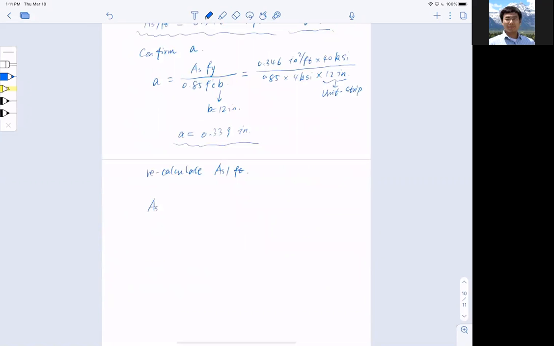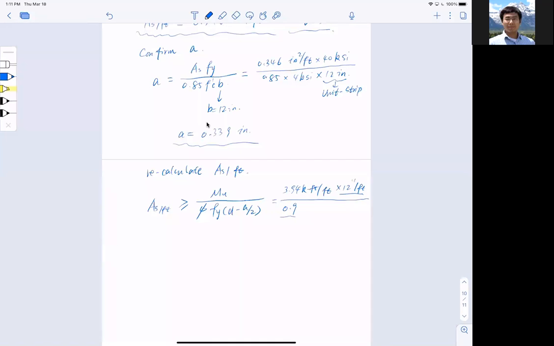So As per foot has to be greater than or equal to Mu divided by phi Fy, and d minus half a. And lucky for us, we already have a, and so this one, the 3.94 kip-foot per foot, all right? And I want everything back to inches, so I multiply by the conversion of 12 inch per foot.